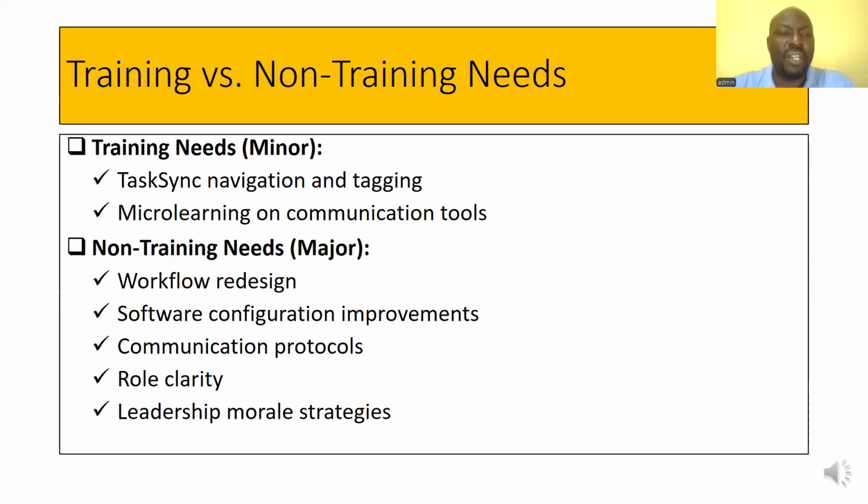We now need to categorize the training needs and non-training needs in this organization. The training needs are quite minor, and there are only two: task sync navigation and tagging, and micro-learning on communication tools. The non-training needs are actually many. They are the major ones, which include workflow redesign, software configuration improvements, communication protocols, role clarity, and leadership morale strategies.